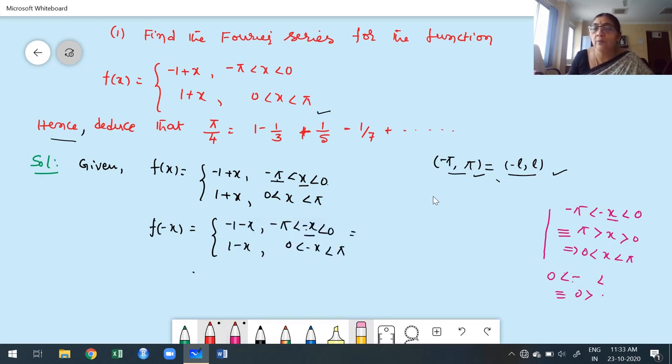Minus x less than pi. Once you multiply by the minus sign, we change the inequality: x greater than minus pi. This is nothing but minus pi less than x less than 0. I changed it into the standard form.